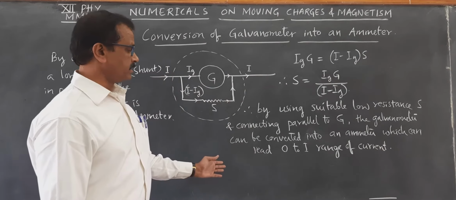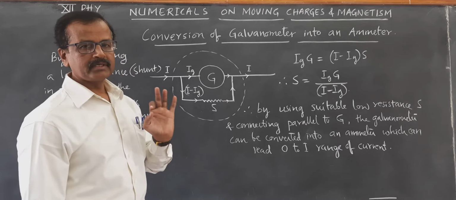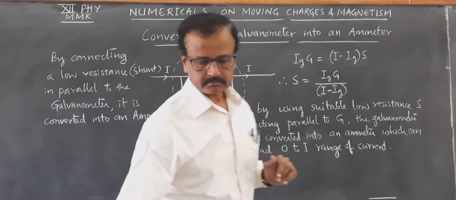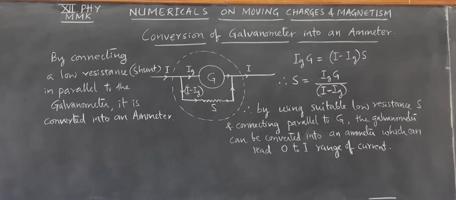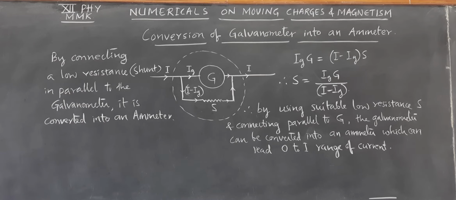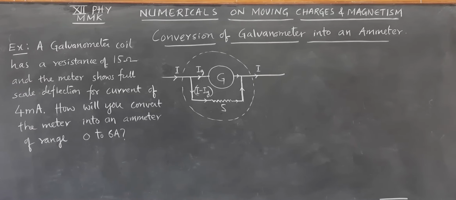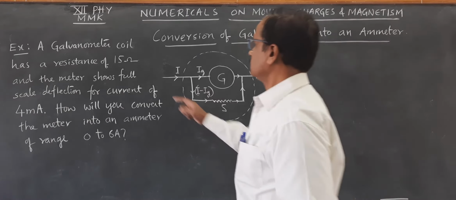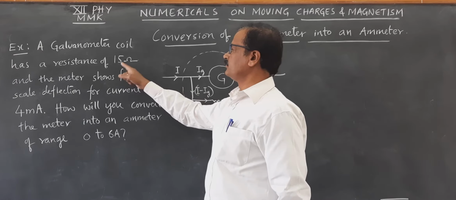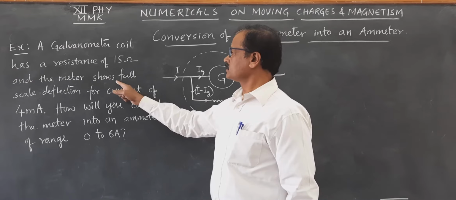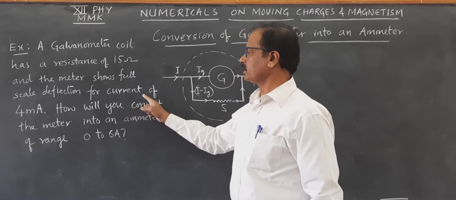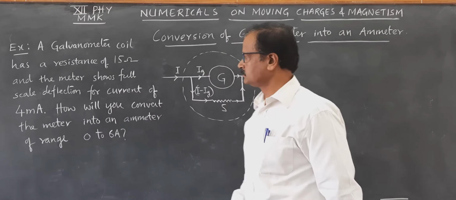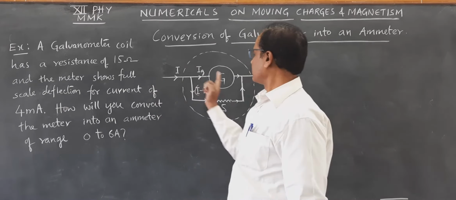So the meaning of this you will understand by solving one simple problem. Okay. Let us solve one problem on ammeter. How to choose a low resistance S to be connected in parallel. You can see here a galvanometer coil. This is the problem. A galvanometer coil has a resistance of 15 ohm and the meter shows full scale deflection for a current of 4 milliamperes. So resistance of the galvanometer is given.